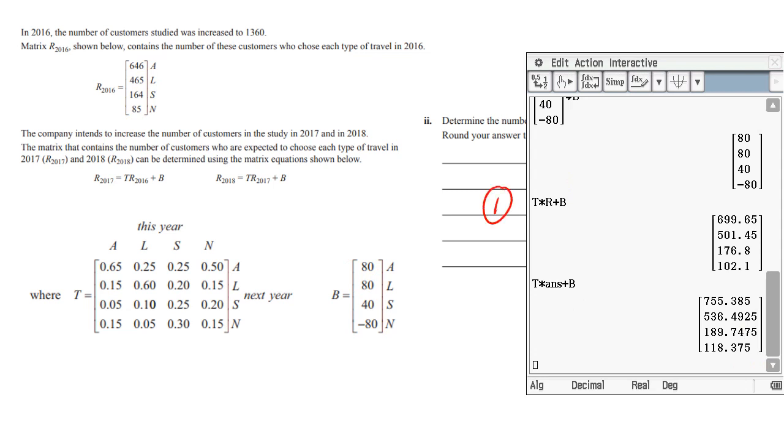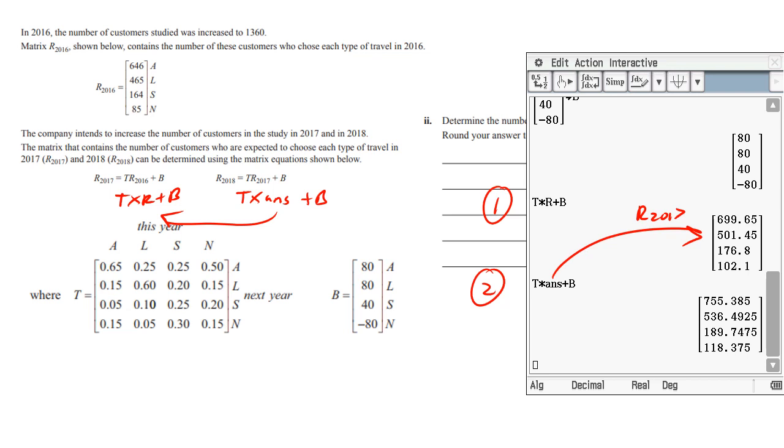This is step 1 here. So you can see I've done T times R plus B, which is what we got over here. This is T times R plus B, and that's exactly what I got here. And then step 2 is this answer, which is R 2017. That's got to be done over here. So that's just T times that answer, which was this thing, plus B again. And then you get your numbers, and you've got to remember which ones you've got.